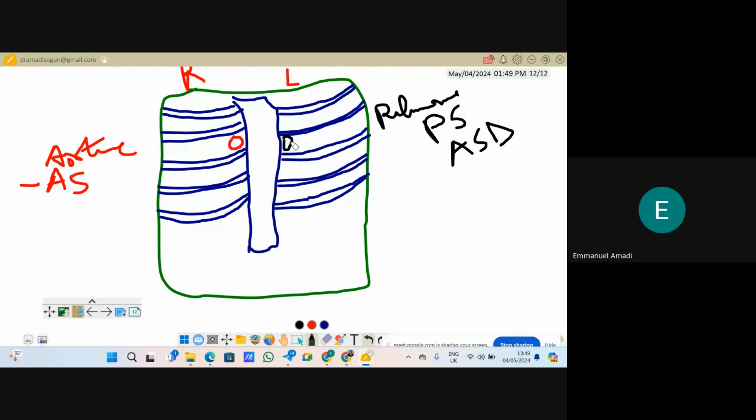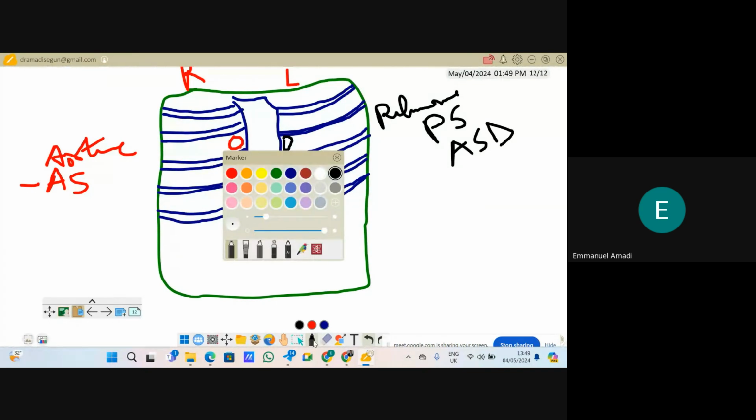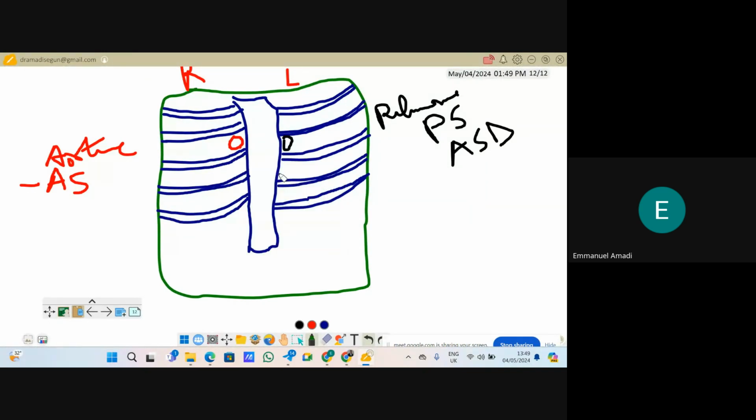Now, if this black area, which is at the second intercostal space to the left, is the left upper sternal border, there has to be a lower sternal border. So the lower sternal border is definitely at the fourth intercostal space to the left side of the sternum. If this is the second intercostal space, this one will be third, this one will be fourth. This green here is now the fourth intercostal space, left side of the sternum.